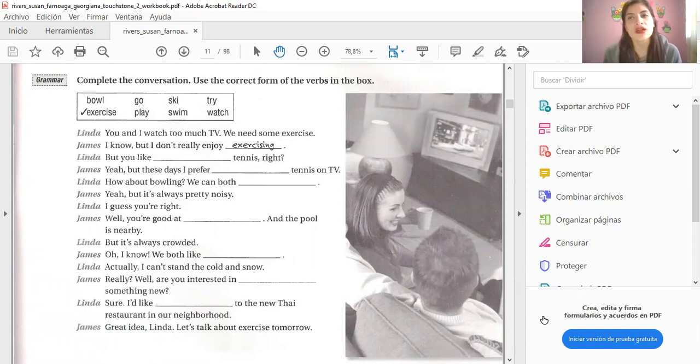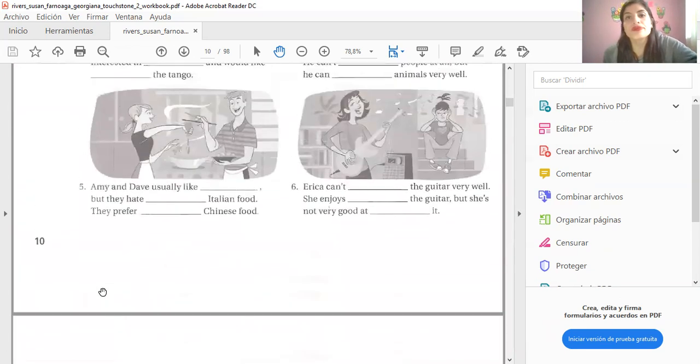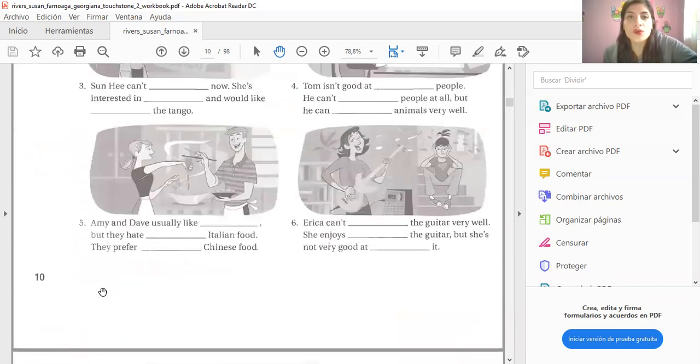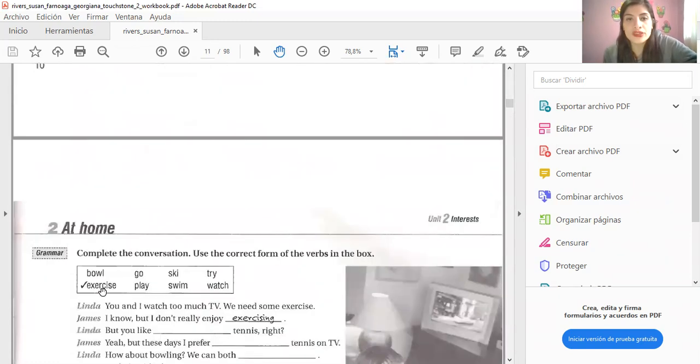Gerunds and infinitives are basically one of the topics that students find difficult. So practice, I consider that written practice is better for them. Okay, so this is exercise number 2. This can be a guided activity, as you can see, because they can work in pairs or groups of four.